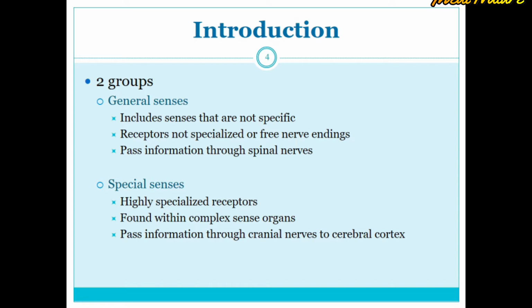When we are talking about the special sensors, they are highly specialized receptors, and they are found in special complex sense organs. The information about the stimulations goes through the cranial nerves to the cerebral cortex. So these are the differences between the general sensors and the special sensors.